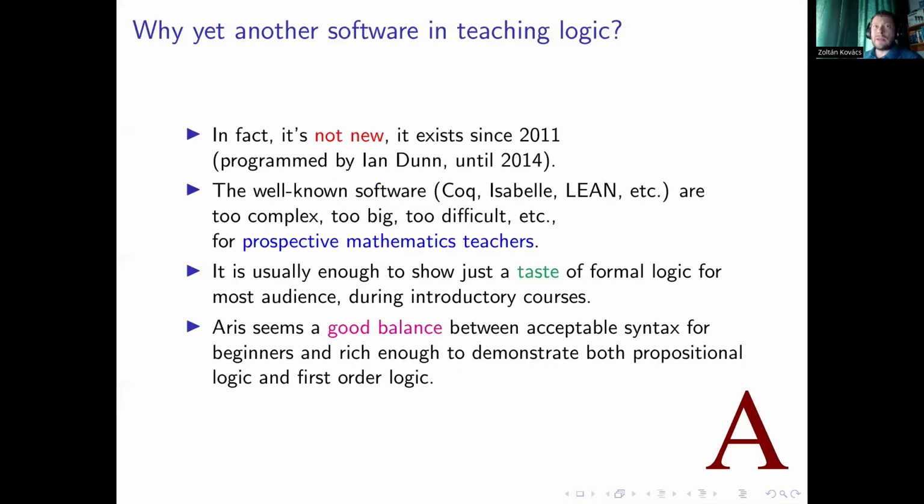You can ask the question, why another software tool? There are a lot of software tools, for example, the Coq system, Isabel, Lean, and a lot of other systems there to study mathematics or other science research fields. As said, GNU Aris is not really new. Also, we think that the other big players like Coq or Lean or Isabel, so they are very good, very big, but maybe too complex, too big, too difficult for prospective mathematics teachers.